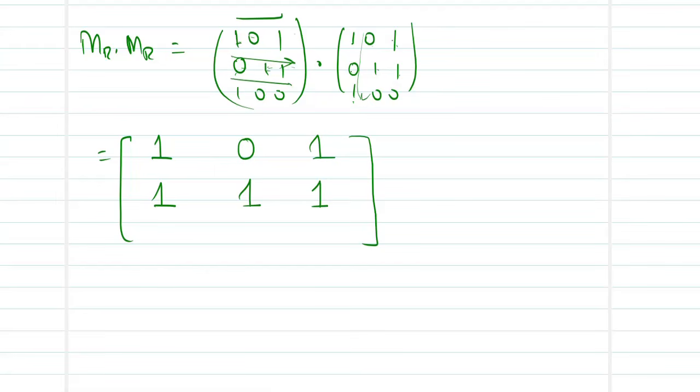Now move to the last line. 1 into 1 is 1, yes, we can stop. 1 into 0 is 0, 0 into 1 is 0, 0 into 0 is 0. Now this has all the three values as 0. Next, 1 into 1 is 1, yes, I can stop here because I have got my 1. So this is going to be my matrix MR square.